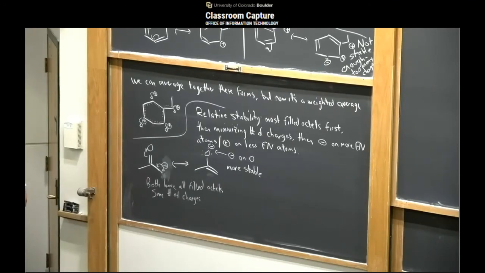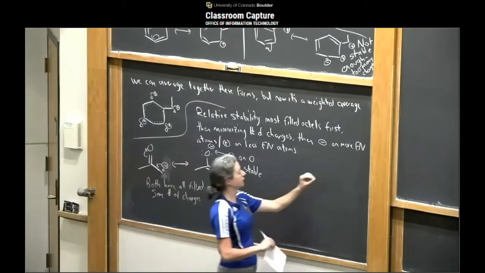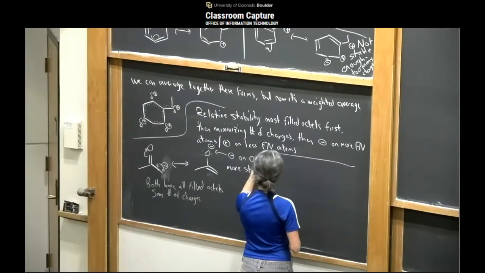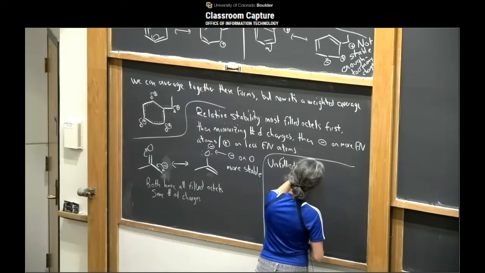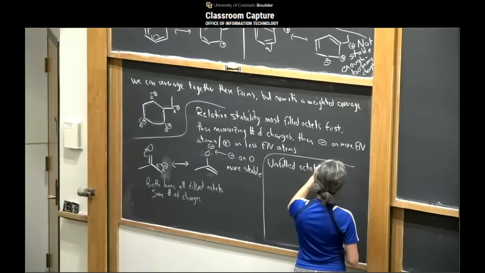Will an unfilled octet always have a positive charge? On carbon, yes. No, actually, that's not true either. How do we identify when an octet is not full? Right. So I guess carbon with a positive charge will always have an unfilled octet, but the other way around is not always true. So, unfilled octet examples.